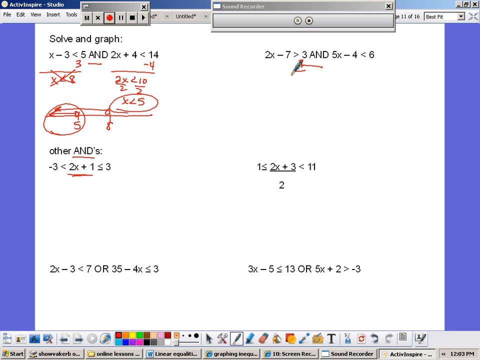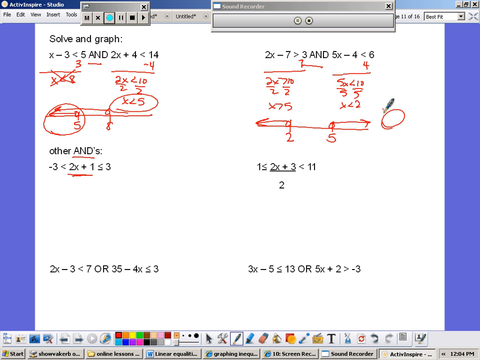Add 7. Divide by 2. Add 4. Divide by 5. I'm a visual person, so I like to graph them to see what it looks like. Okay, I'm looking for the overlapping. And is overlapping. There is no overlapping, so guess what? There's no solution to this one.